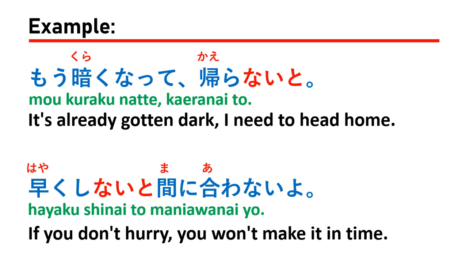For example, your work, or a document you need to submit, you have to send it in time. So hayaku shinai to maniwanai yo, something like this. That means when you use the grammar of nai to, you have a condition, and if you don't do it, something will happen to you, right? So I hope that you understand how to use the grammar of nai to.